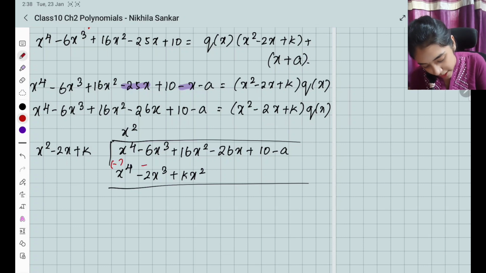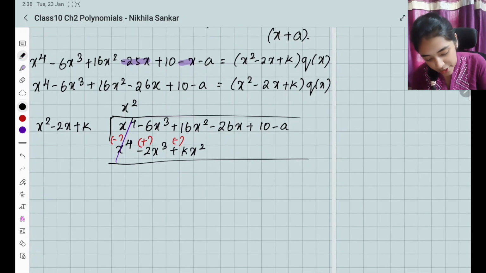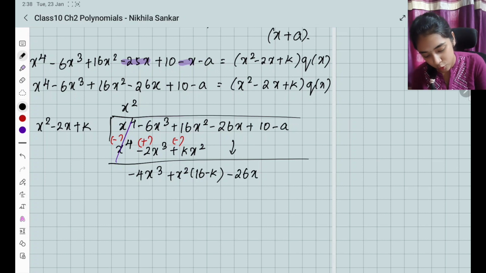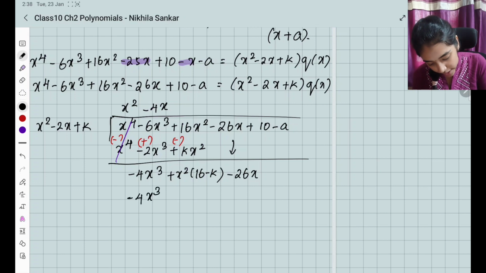So minus becomes a plus, then plus becomes a minus. This we know. The first term gets cancelled. So if you have minus 6x cube plus 2x square, this is going to be minus 4x cube. Then 16x square. Now if I take x square common, this becomes 16 minus k, and the next term comes down. So minus 26x. Now what happens? I have to multiply by 4x. Correct? So we have minus 4x cube plus 4 2s are 8x square minus 4kx.